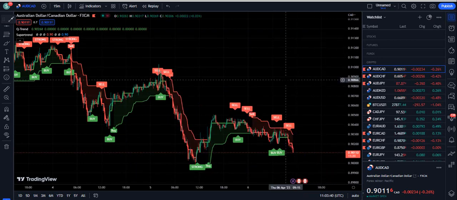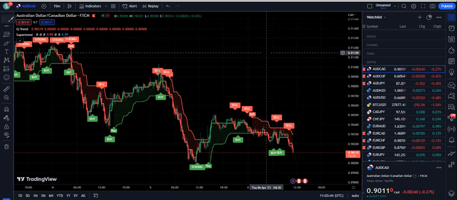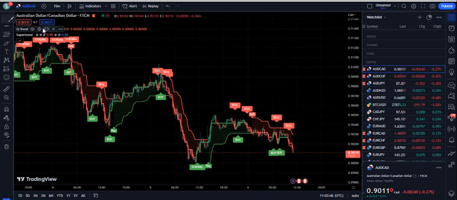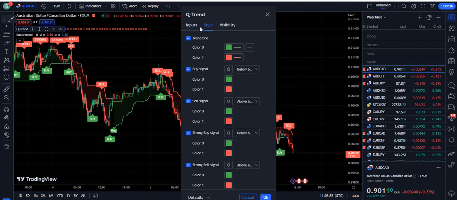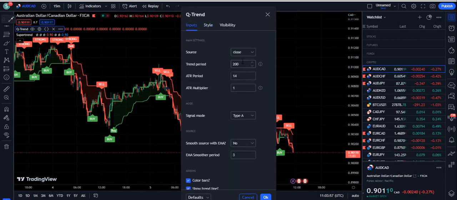So you can see now our trading setup is displayed on our chart. But this is not enough, so we are going to make some changes. We are going to make a change inside the Q Trend. Now we can see that we have the ATR period and the ATR multiplier, which are by default 14 and 1.